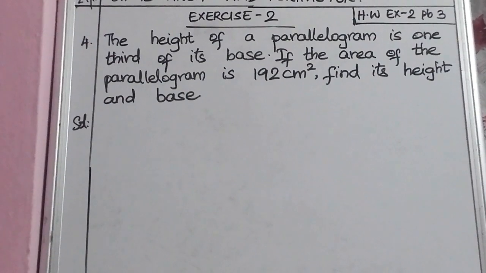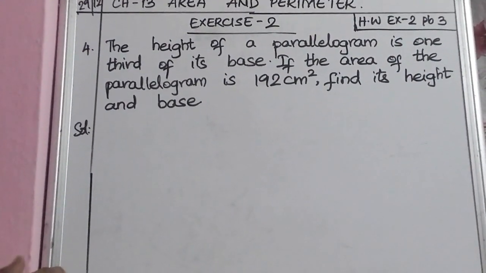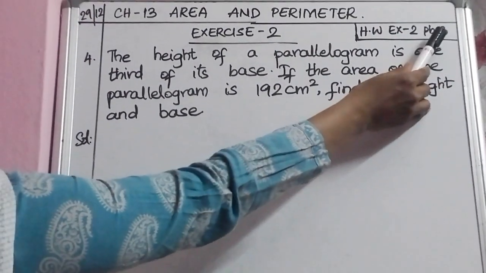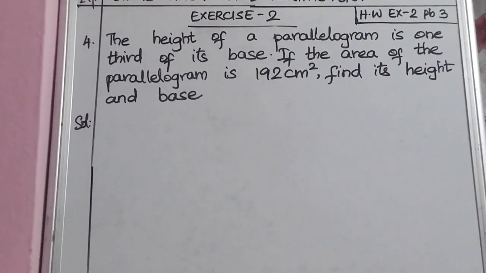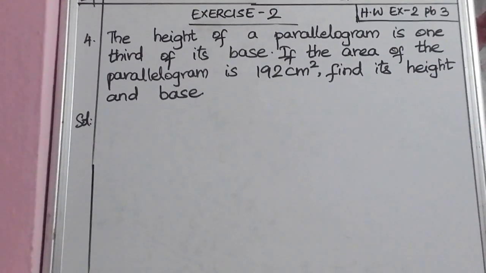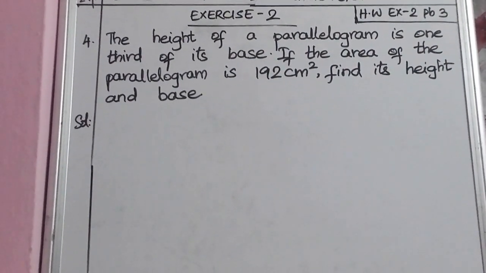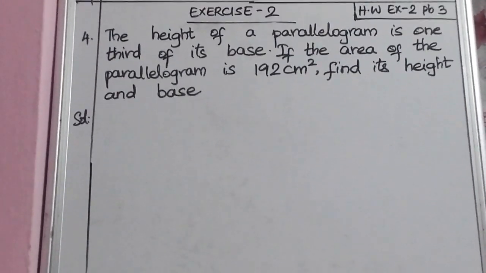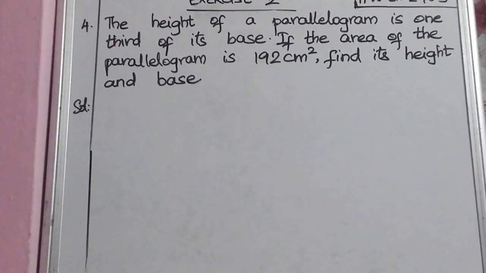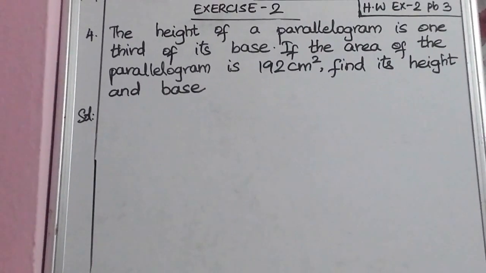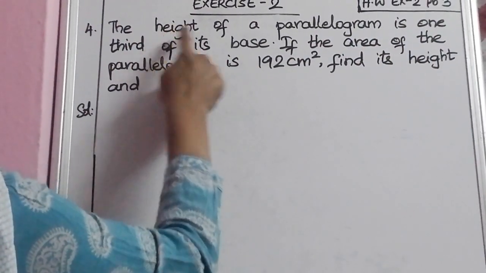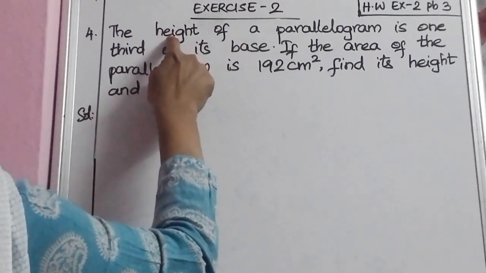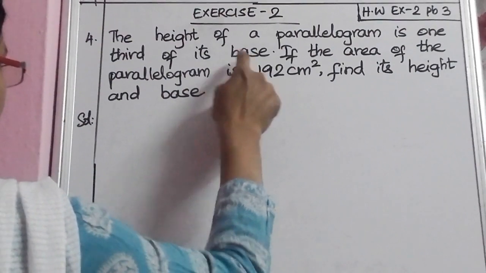Exercise 2, problem 3 is for homework. It is similar to the second problem, second bit. Solve that. Now let us do the fourth problem. The height of a parallelogram is 1/3 of its base. If the area of the parallelogram is 192 square centimeters, find its height and base. This is the question given. So here you can see that there is a relationship between the height and the base. Height is 1/3 of its base.